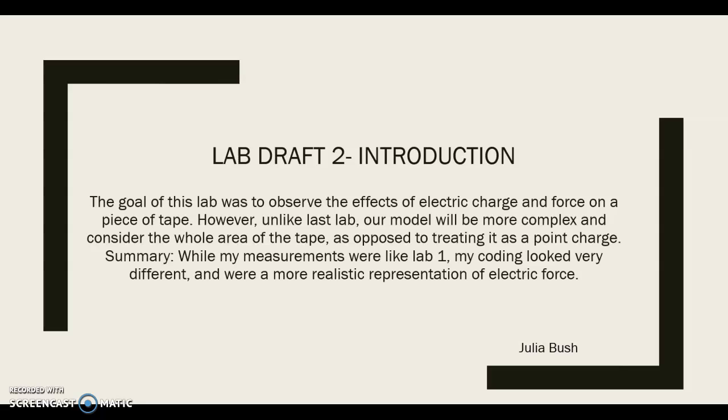And as a summary of my findings, while my measurements were very similar to Lab 1, my coding ended up looking very different, and I ended up with a more realistic representation of electric force and the electric charge of the piece of tape.